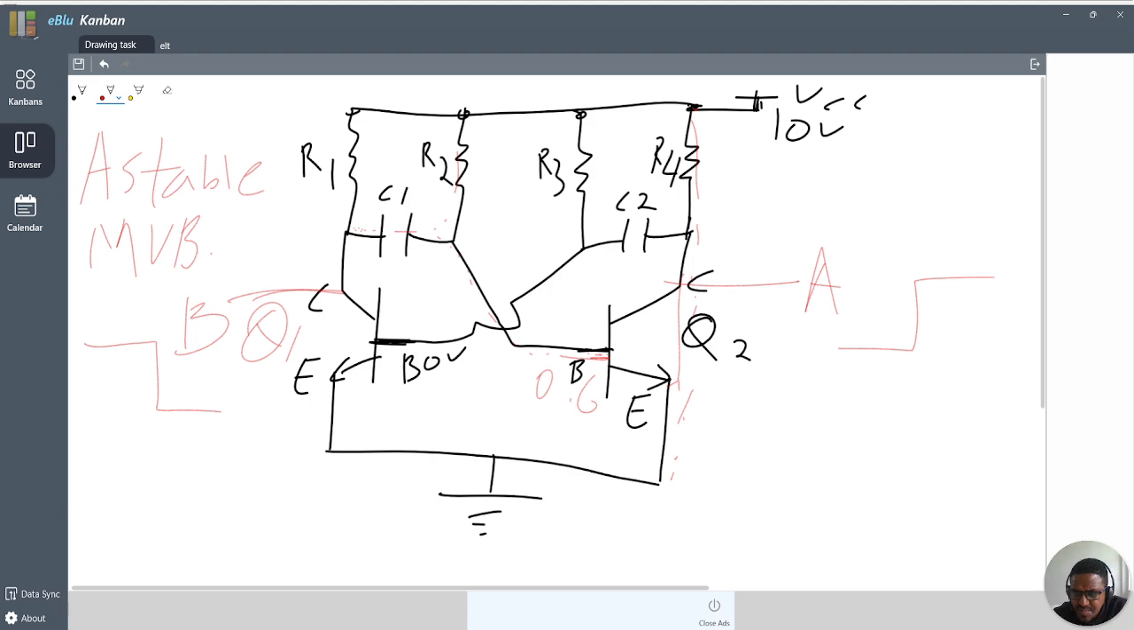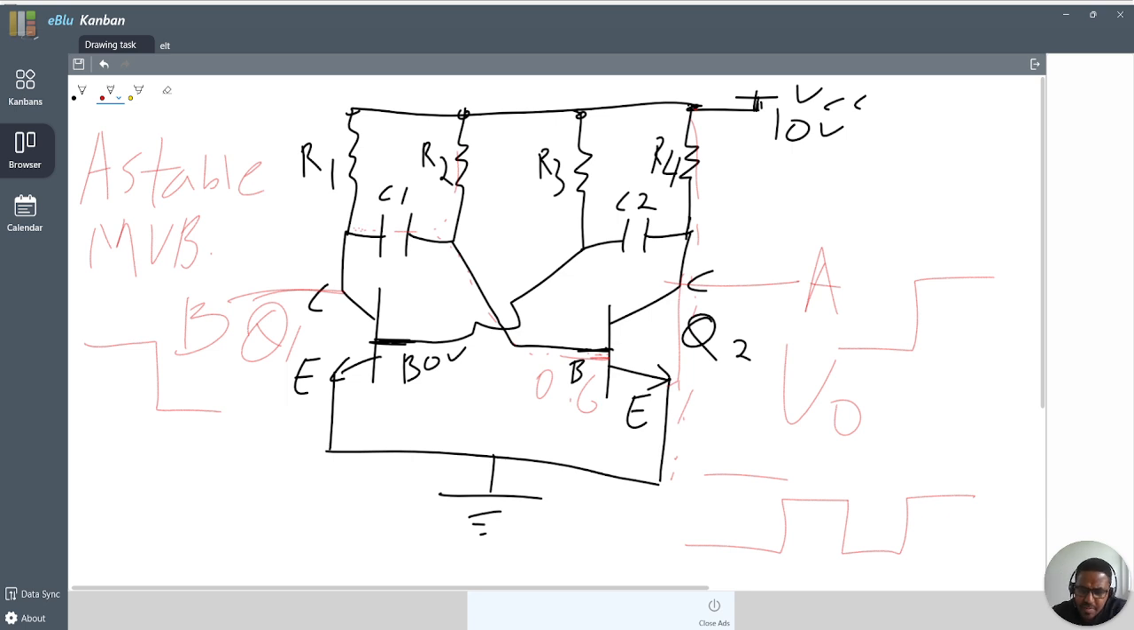So by this principle, by charging and discharging of this capacitor, or RC timing, we can get the square wave as our output from this one. We can get low, high, low, high.